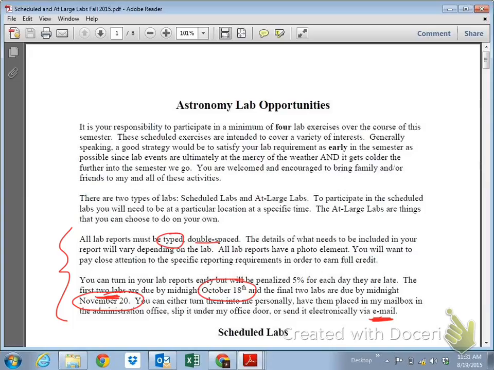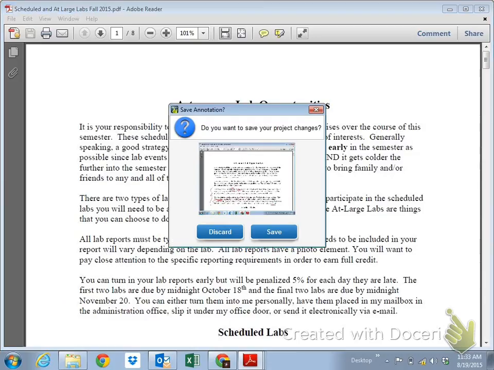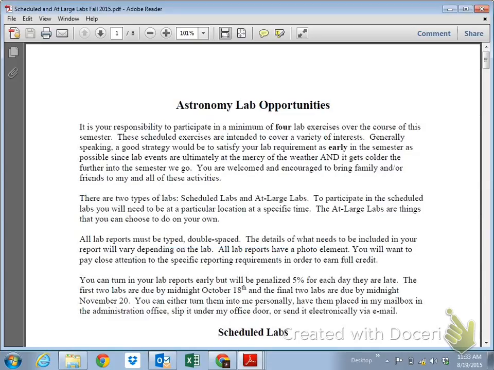Any questions about this part? All right, so let's look at your scheduled labs. Scheduled isn't necessarily that I'm hosting them. I am hosting 4 scheduled labs, but scheduled just means you have to be somewhere at a certain time, a certain place at a certain time.